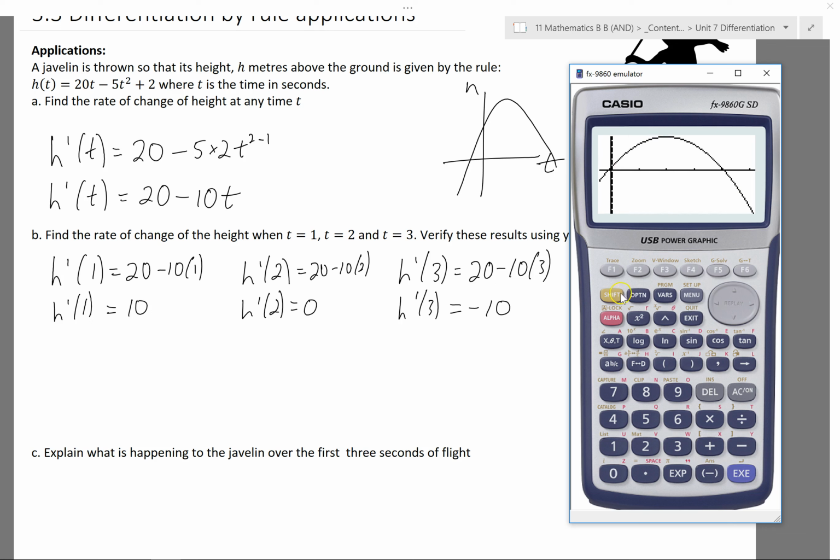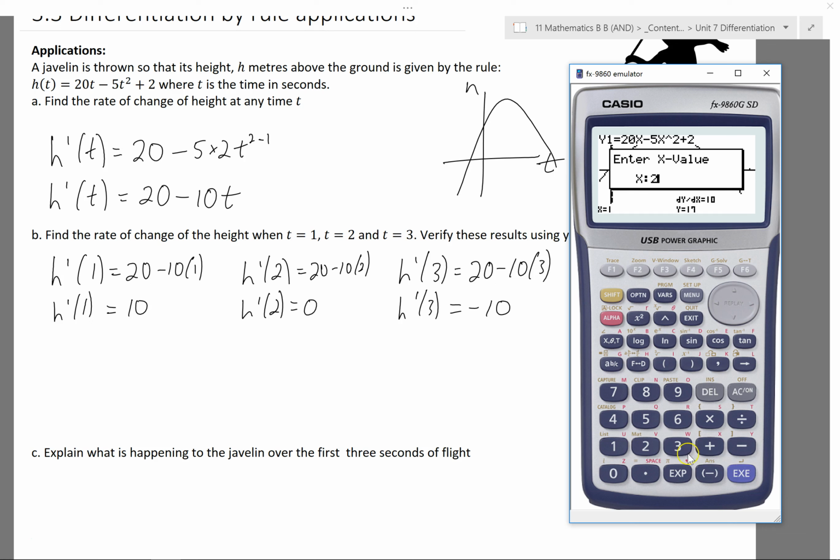I've got my graph, and I want to find the derivative, so I just need to sketch with F4, look for a tangent, and it'll tell me what dy dx is at any point. I could arrow across until I get 1, 2, and 3, or I could just type in 1. It gives me 17, what have I done? It doesn't give me a slope of 17, it says it's 17 meters high. The slope is this dy dx, which is 10, which is what I was after.